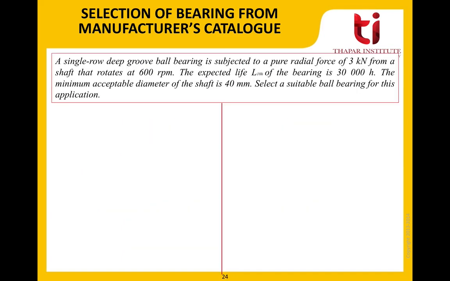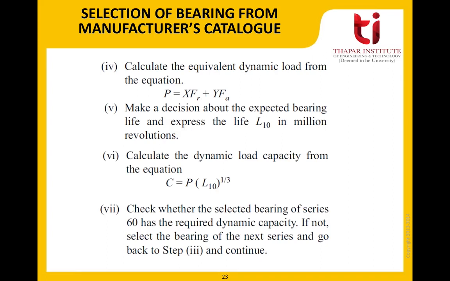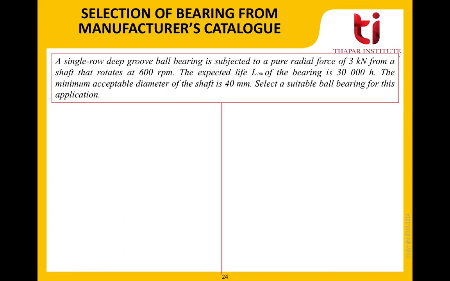Now, in order to understand this entire process, let's do a numerical. The question is, a single row deep groove ball bearing is subjected to a pure radial force of 3 kN from a shaft that rotates at 600 rpm. The expected life L10H of the bearing is 30,000 hours. The minimum acceptable diameter of the shaft is 40 mm. Now select a suitable ball bearing for this application. As a standard procedure, we need to note down whatever is given to us in the question. So we are provided that the radial load is 3 kN.